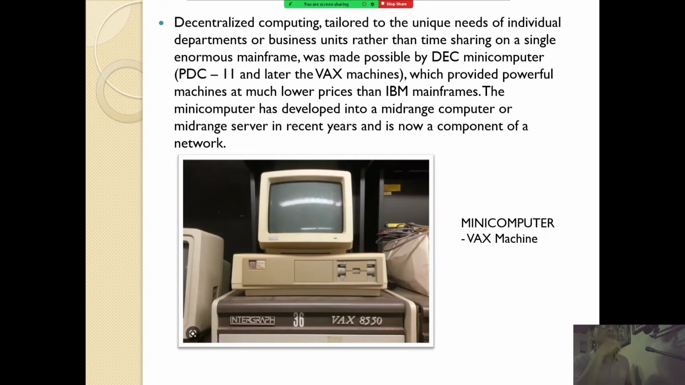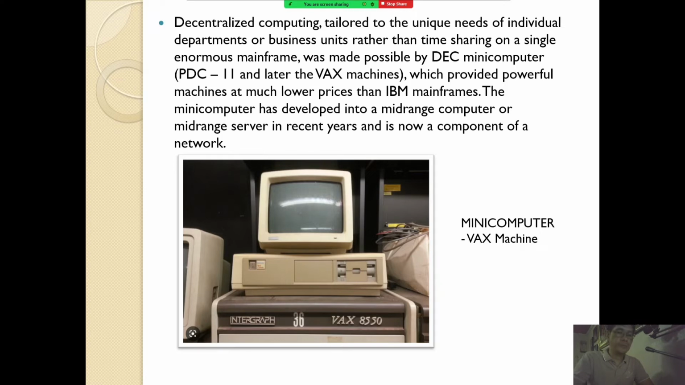Centralized computing tailored to the unique needs of individual departments or business units, rather than time sharing on a single enormous mainframe, was made possible by the DEC minicomputer, the PDP-11, and the Ladder box machine, which provided a powerful machine at a much lower price than IBM mainframes. The minicomputer developed into the mid-range computer or mid-range server in the present year and is now a component of the network. So this is the minicomputer or the box machine.